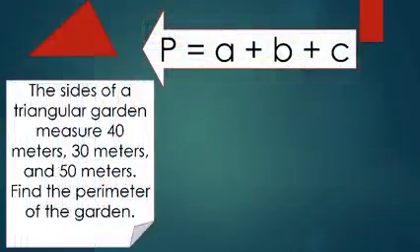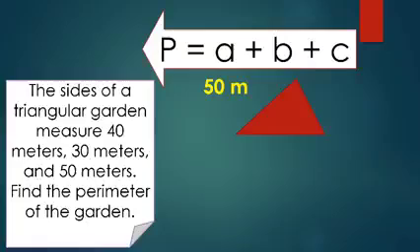So, for example, the sides of a triangular garden measure 40 meters, 30 meters, and 50 meters. Find the perimeter of the garden. So, alam natin na para kunin yung perimeter ng triangle, we need to add all the sides of the triangle. Okay? So let's sketch first the triangular garden. So let's assume that this is your triangular garden. Again, measurements of this triangular garden are as follow: 50 meters, 30 meters, and 40 meters.